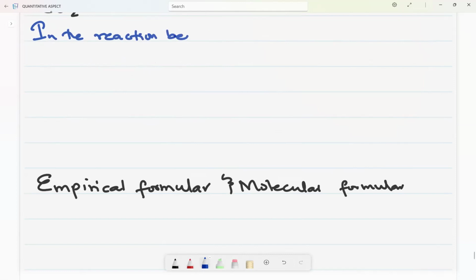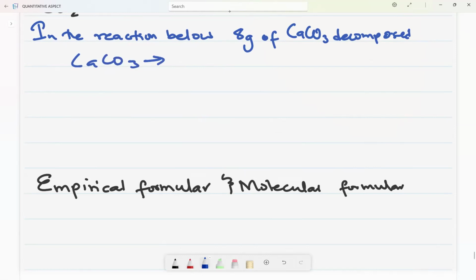Sometimes they do not give it to you in this form. In the reaction below, 8 grams of calcium carbonate decompose. When calcium carbonate decomposes, it forms calcium oxide plus carbon dioxide.